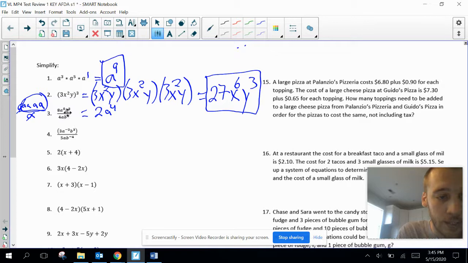And right here, I got 3 on the top, 5 on the bottom. Since there's more on the bottom, there are going to be 2 left over on the bottom, right? 3 minus 5, there would be 2 left over on the bottom. So b squared is on the bottom. Let's change colors.